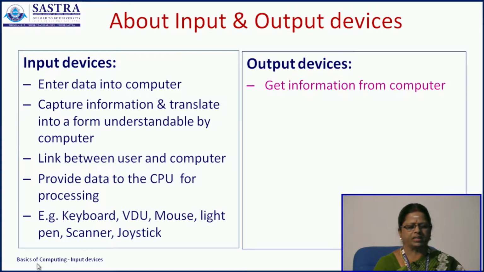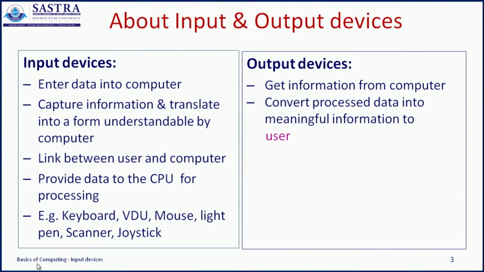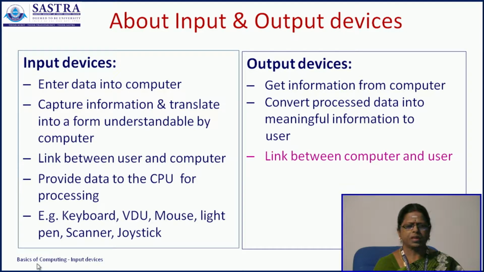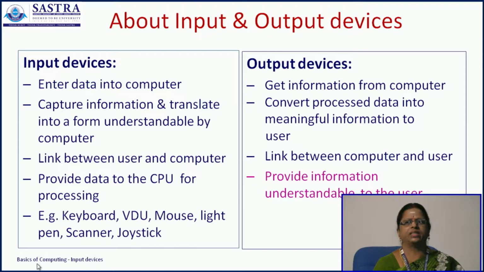What are output devices? What does it do? It helps us in getting information from the computer. So, it converts the processed data into meaningful information to the user. It acts as a link between the computer and the user. It provides information which is understandable to the user. What are the examples of output devices? VDU, printer, plotter, and terminal.